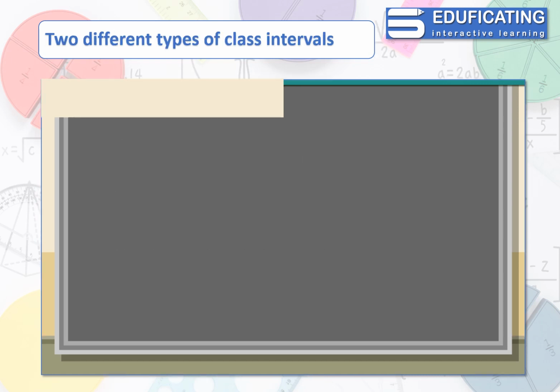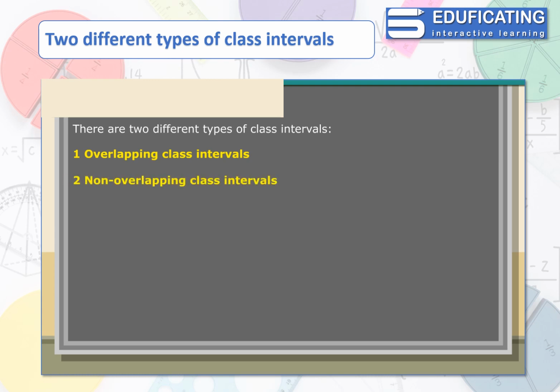Two different types of class intervals. There are two different types of class intervals. 1. Overlapping class intervals. 2. Non-overlapping class intervals.